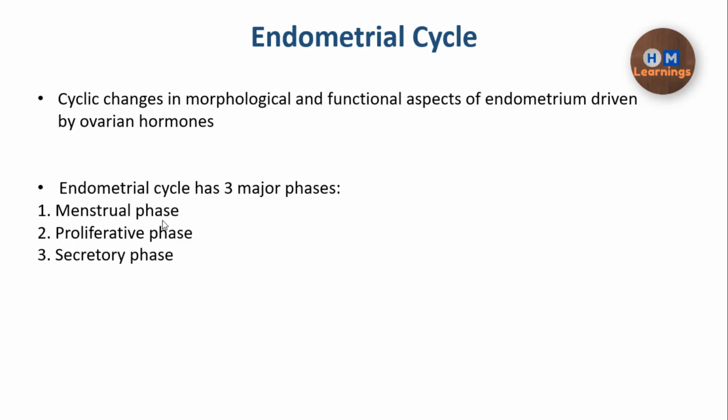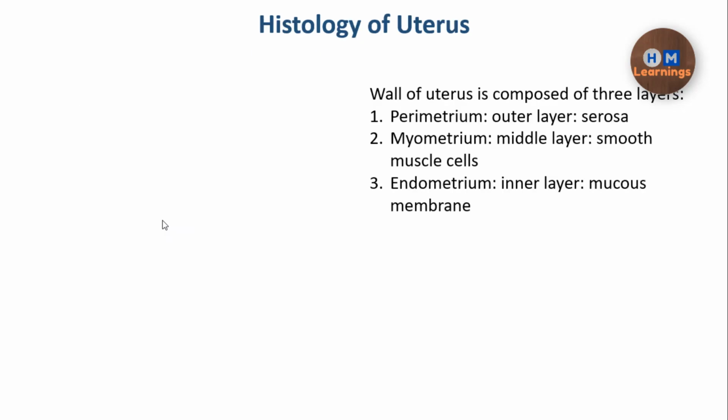As I said, we first need to look at what is endometrium. Starting with the histology of the uterus, the wall of the uterus is composed of three layers: the perimetrium, which is the outer layer, called serosa; the myometrium, which is a middle layer made up of smooth muscle cells; and the innermost layer, which is lining the cavity of the uterus, is the endometrium, which is a mucous membrane of the uterus.